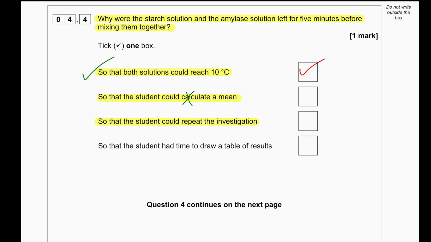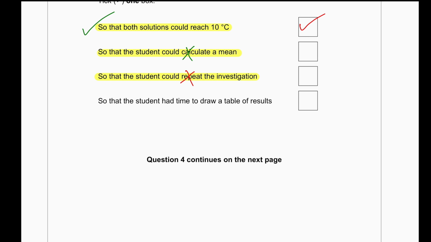So point number 1 is correct, and this third point would be repeating investigation. We can still repeat it, however that is not a correct statement. So that the student had time to draw a table of results. Well, the student can draw the table of results before the experiment. Anyways, so the first option is the correct one.